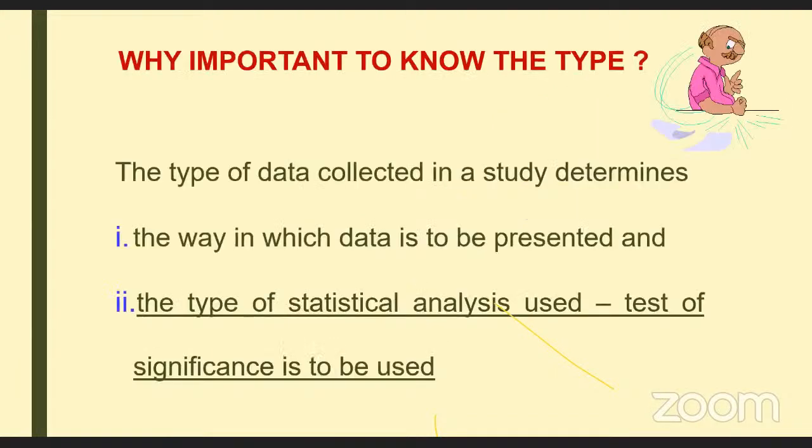So why should one know the type of data? Because the type of data collected in a study will determine how the data is to be presented, whether you go for a pie chart, a histogram, a line chart or a map diagram. So how data is presented is decided by the type of data. In the same manner, the type of data will decide which test of significance is to be used. So it is very important to know the type of data when you go for analysis.